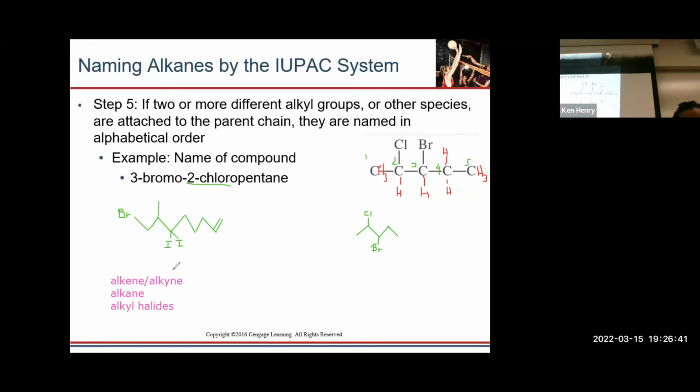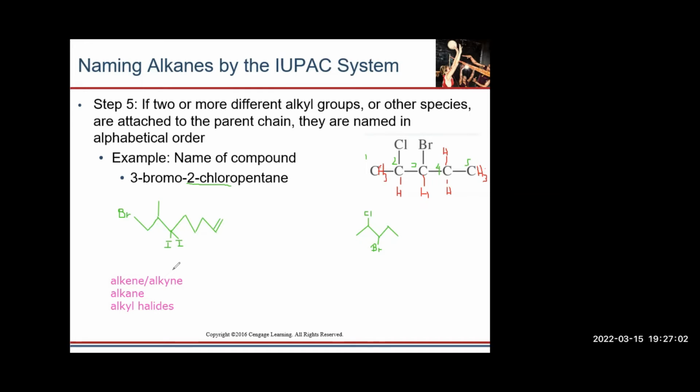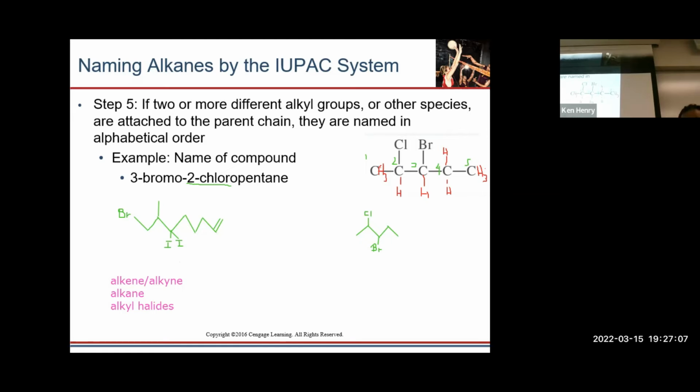Okay. Now, we always want to go with the one who has priority, and you want to start there. Give it the lowest number, and then everybody else kind of has to deal. So who has priority? The double bond. So where are we going to start counting from? The double bond.